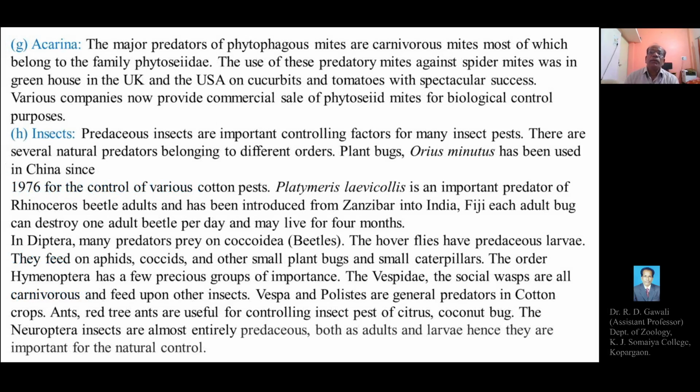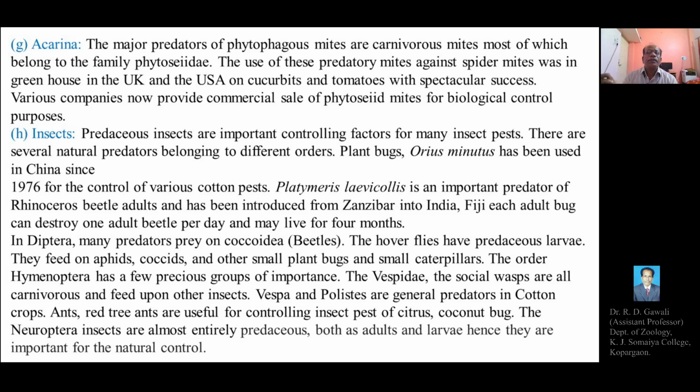Then the next class is Acarina. Acarina also belongs to the predator category of insects. So the major predators of phytophagous mites. Acarines, that is mites. Acarina is an order of the class Arachnida, phylum Arthropoda. So this is an arthropod belonging to class Arachnida, and the order Acarina includes ticks and mites. So the major predators of the phytophagous mites are carnivorous mites, most of which belong to the family Phytoseiidae.